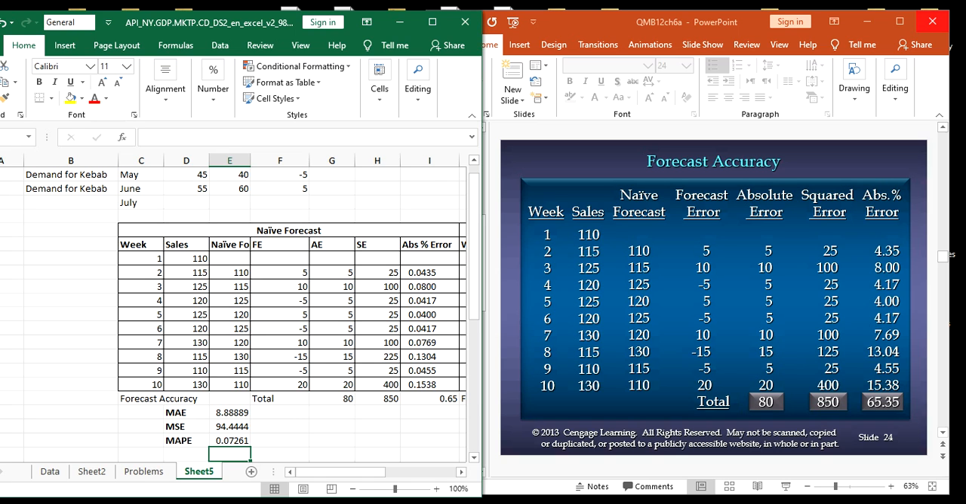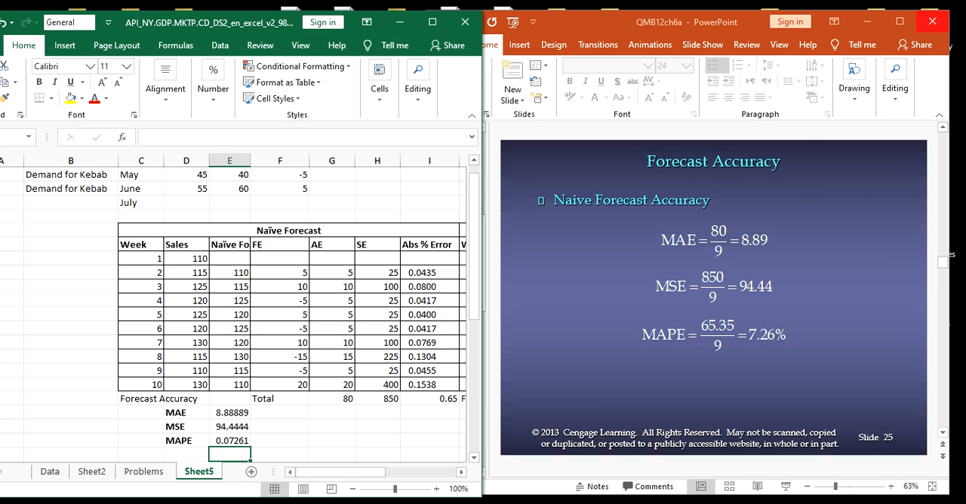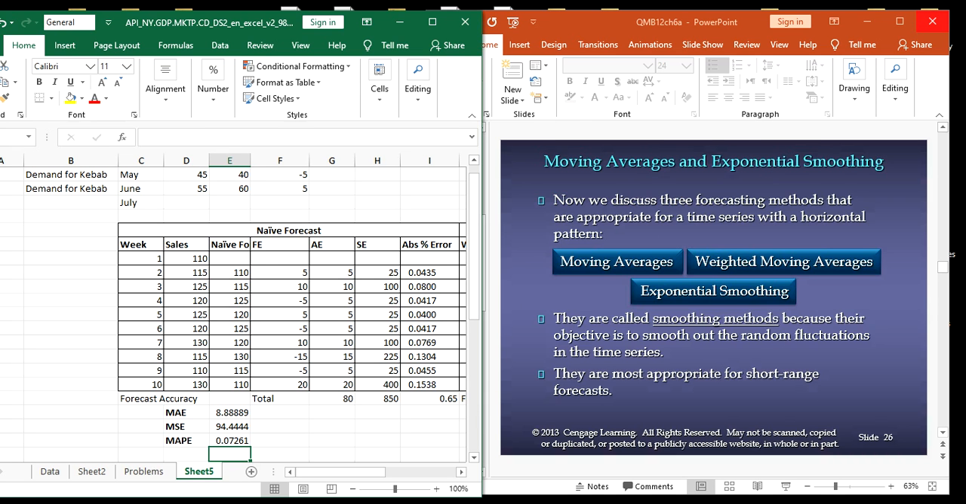So that was one. That one was naive forecasting, but that's the simplest one actually. So now we move to the better ones. Yeah, those are the calculations, the numbers that have been obtained. So what are the better ones? The better ones are the moving average and exponential smoothing methods.